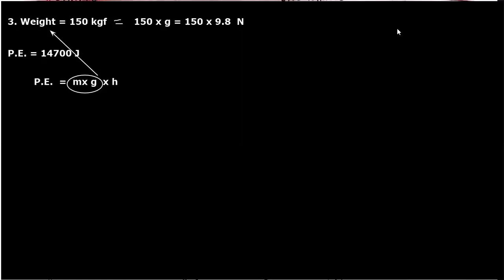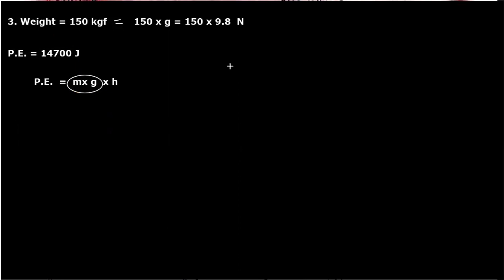The formula of weight is, you are doing it since class 7th. Weight can be written as mass into acceleration due to gravity. M stands for mass, G stands for acceleration due to gravity. So the product of mass and gravity becomes weight.